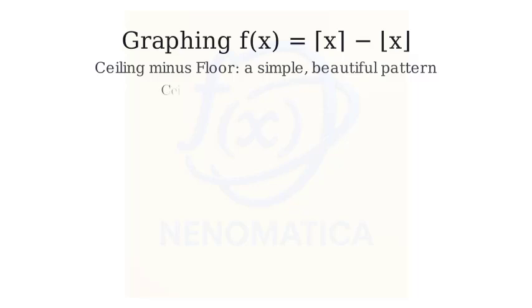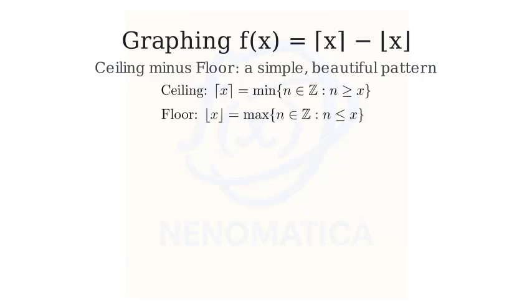First, definitions. The ceiling function gives the smallest integer greater than or equal to x. The floor function gives the largest integer less than or equal to x. For example, the ceiling of 0.5 equals 1, and the floor of 0.5 equals 0.